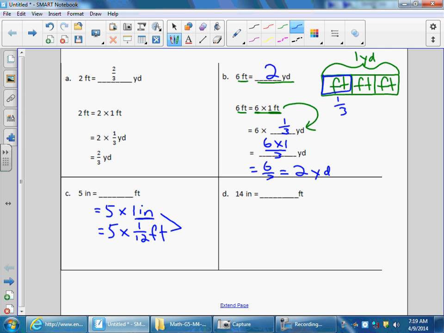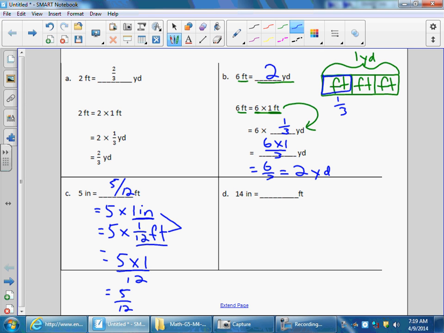These two values have to be equal. 1/12 of a foot is equal to 1 inch. 5 times 1 divided by 12 is 5/12. 5/12 of a foot.